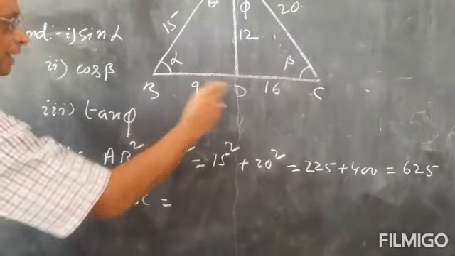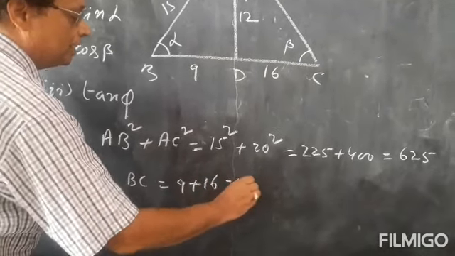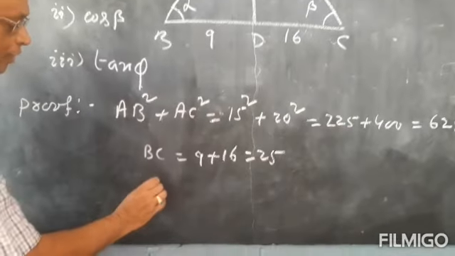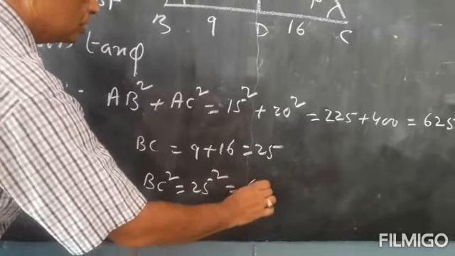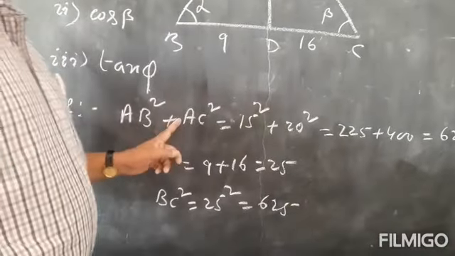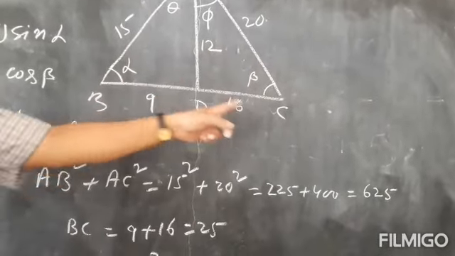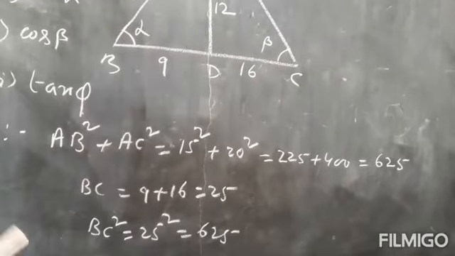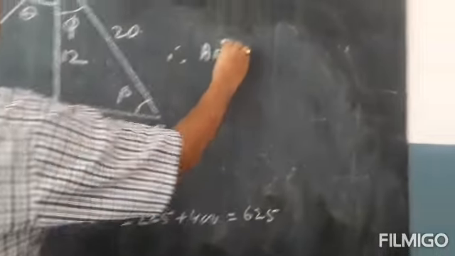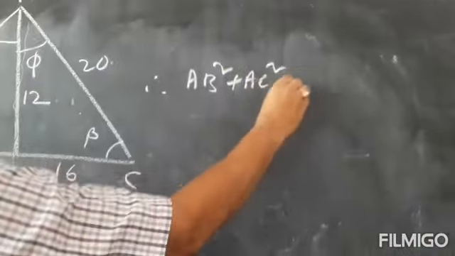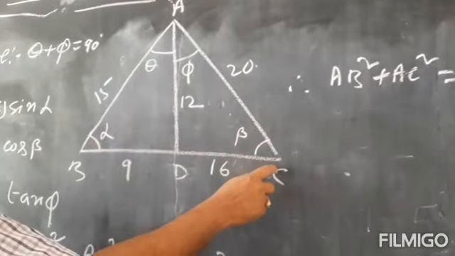Now how much is BC? BC is BD plus CD. So 9 plus 16, that is equal to 25. So how much is BC square? BC square is equal to 25 square, that is equal to 625. So AB square plus AC square is 625 and BC square is 625. Therefore, AB square plus AC square is equal to BC square.